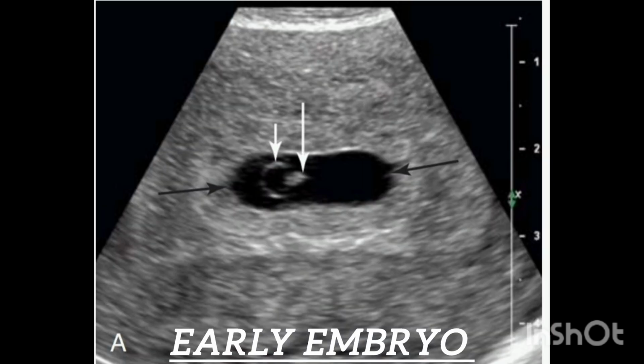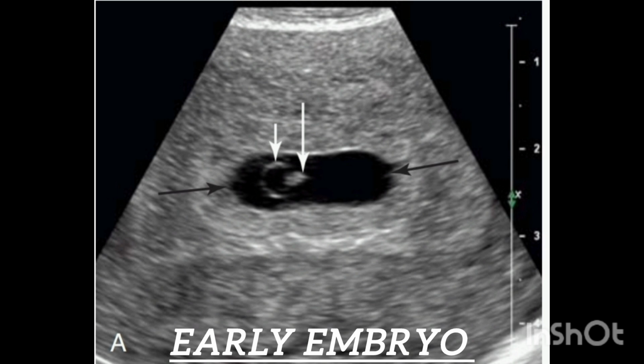By 6 weeks, the early embryo begins to be visible on ultrasound. In this image, we can see a small echogenic structure representing the embryo. Around this time, the embryo may also exhibit a detectable heartbeat, which is a crucial marker for confirming the pregnancy's viability.